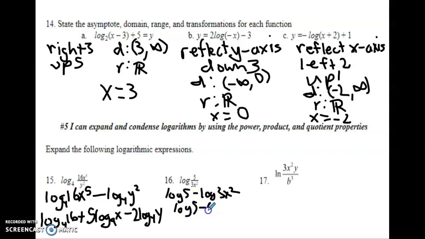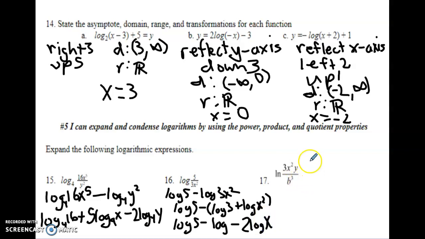Now this is where it gets a little tricky because this whole thing is being subtracted. So we have to put this in parentheses. So it's log of 3 plus log of x squared. Now if I distribute that negative, my final answer would be log of 5 minus log of 3 minus, and then I'm also going to bring this power out in front and expand that to 2 log of x.